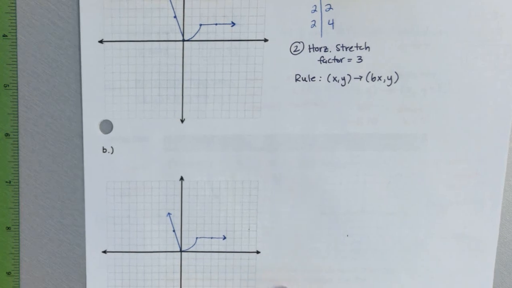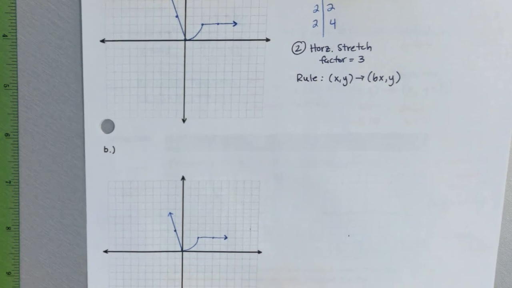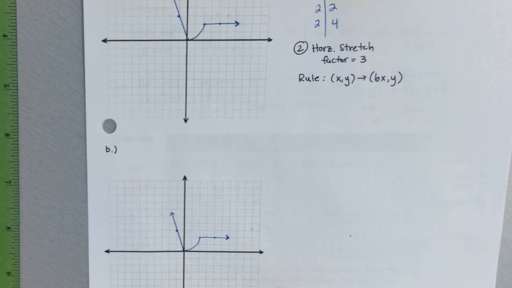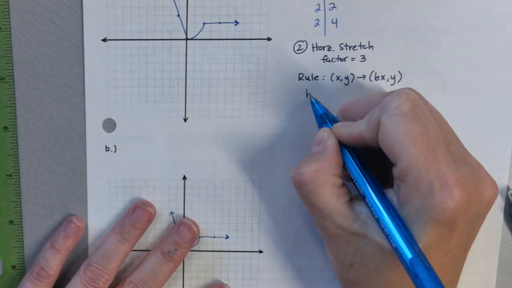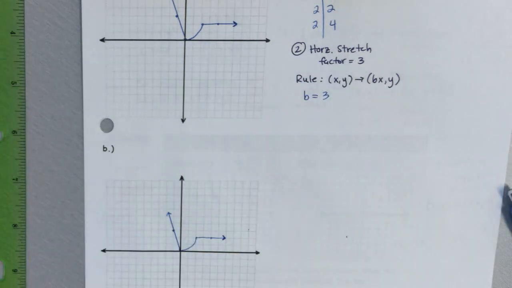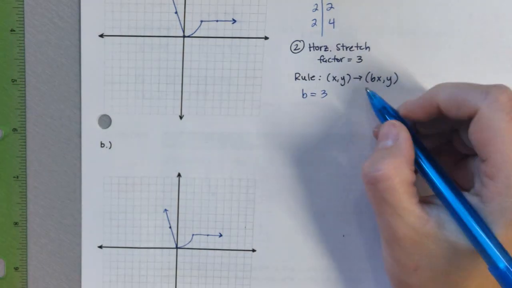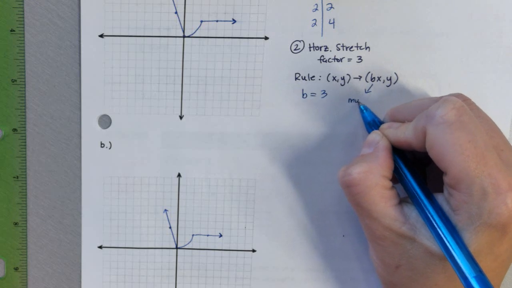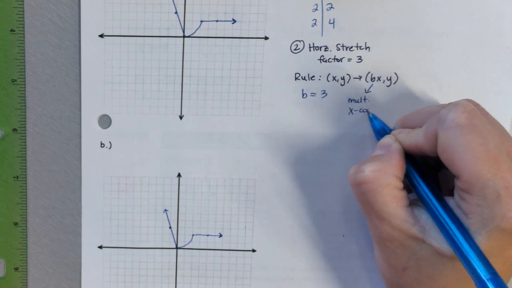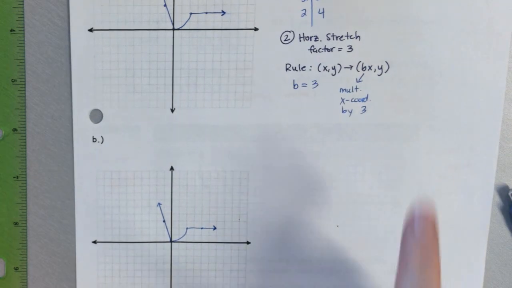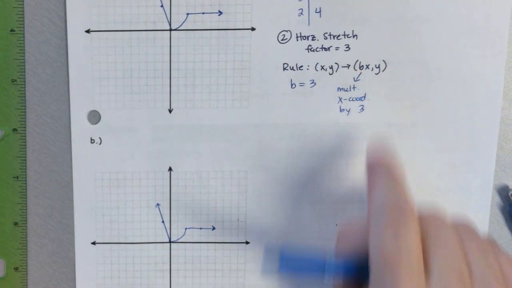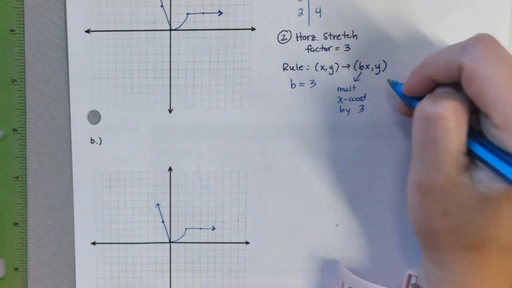Alright, so I know it's a horizontal stretch. The factor is 3. What variable is 3 going to be substituted in for? Yeah? B. B. Okay, so your factor is B. B is 3. Which means you are going to multiply the x coordinates by 3. What's going to happen with the y? Stays the same.